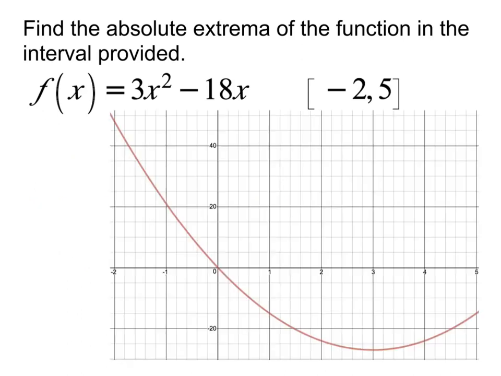Now you can actually see that taking place on the graph here, where the minimum value that it reaches on this interval is there at 3, and the maximum value that it reached was here at the start at negative 2.